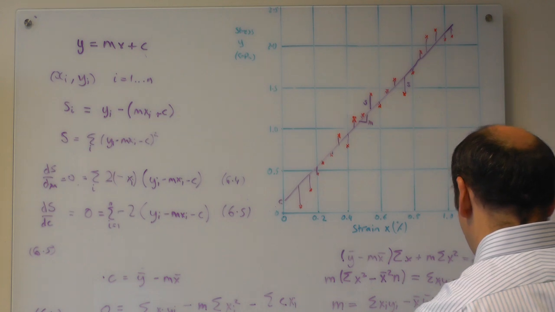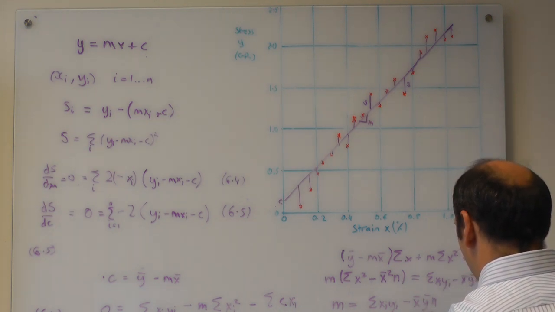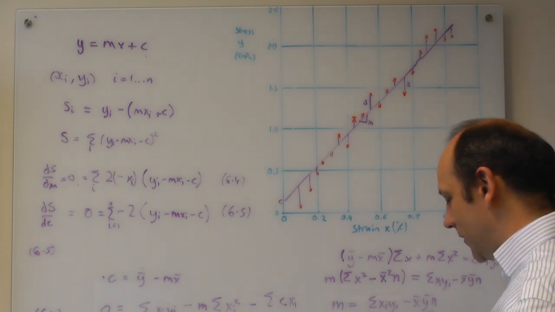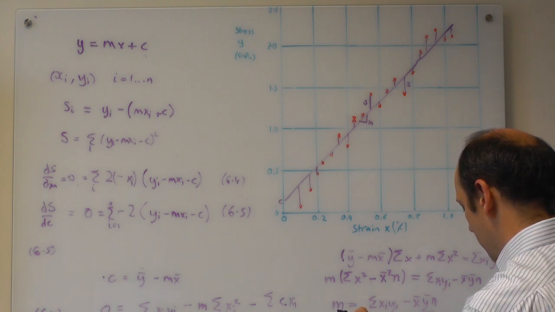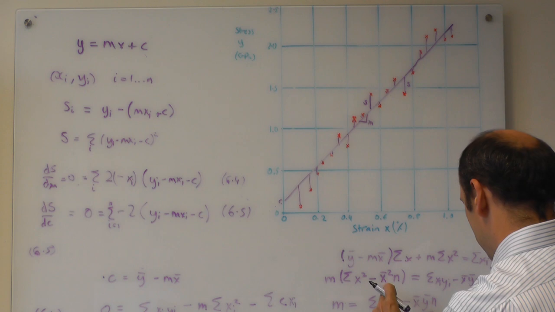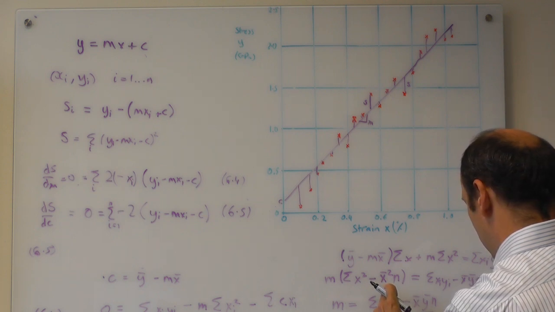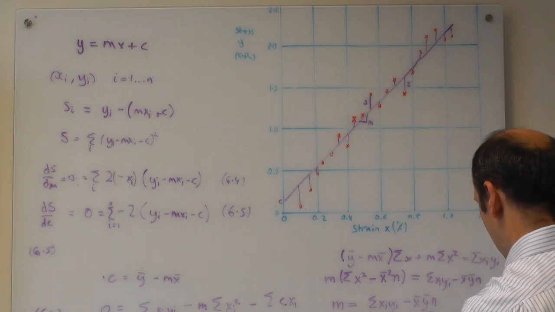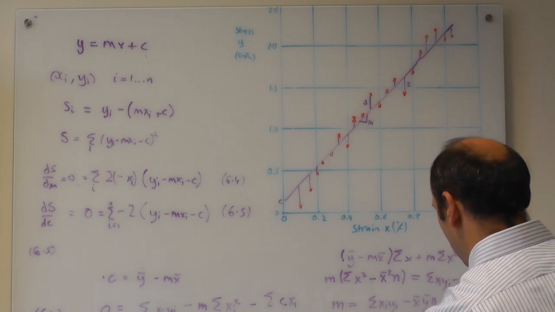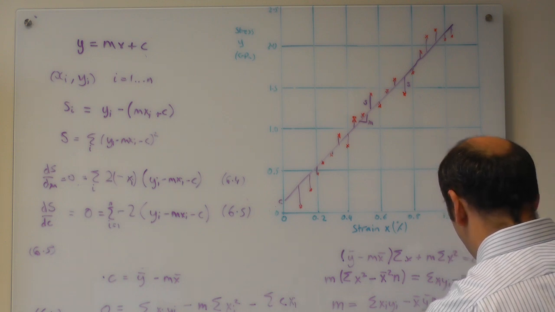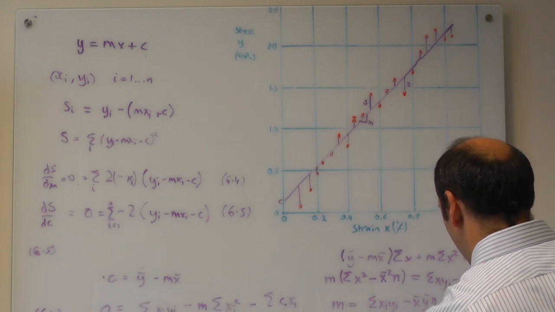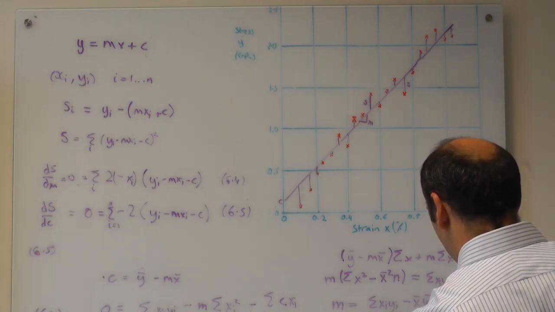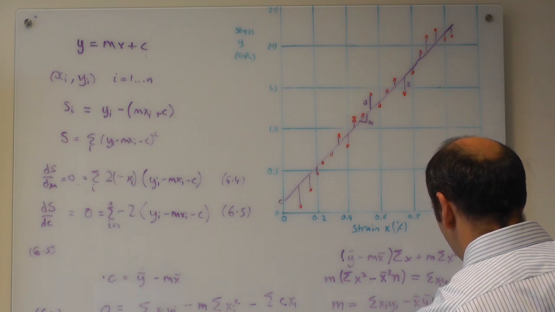Now I can pull that back into the bracket. When I pull it into the sum, I lose the n. So that's x bar squared n. So that's that. And I can also then say that m is equal to the sum of x minus x bar y, and again, pulling the n in, divided by the sum of x minus x bar all squared.